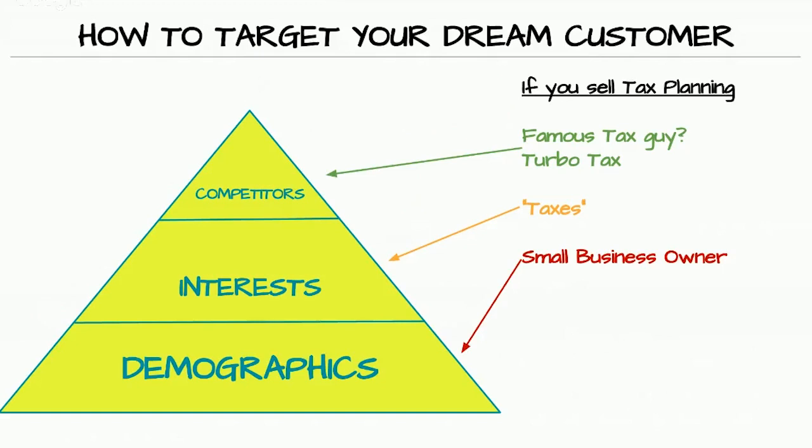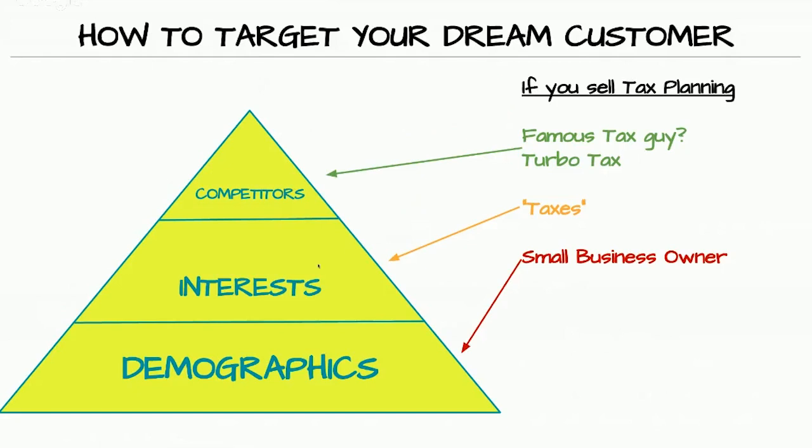Now, ideally, if there was like a famous tax guy, that would be the person you'd want to go after. I don't think there is a famous tax guy, or at least I don't know of one. So I just put that in there. But another thing is TurboTax. Everybody knows what TurboTax is. So if you target somebody that likes TurboTax, that's a competitor. All right. Maybe you're a tax planner. Maybe you're a tax lawyer. Maybe you do taxes. Okay. This is a great way to target them. All right. Maybe they're sick of TurboTax. Maybe it's a pain in the ass and they want somebody to do it for them, whatever.